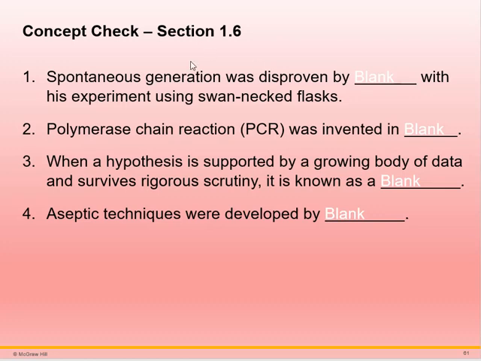So for concept check, section 1.6, the questions were: spontaneous generation was disproven by blank with his experiment using swan-necked flasks. So that would be Louis Pasteur. Polymerase chain reaction was invented in 1989-ish, so the 1980s would be the decade.